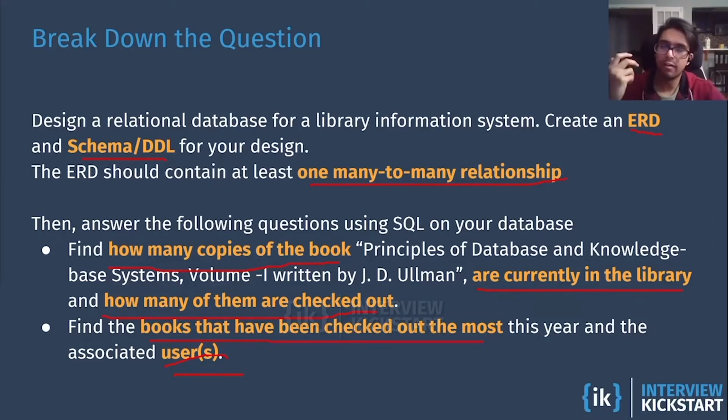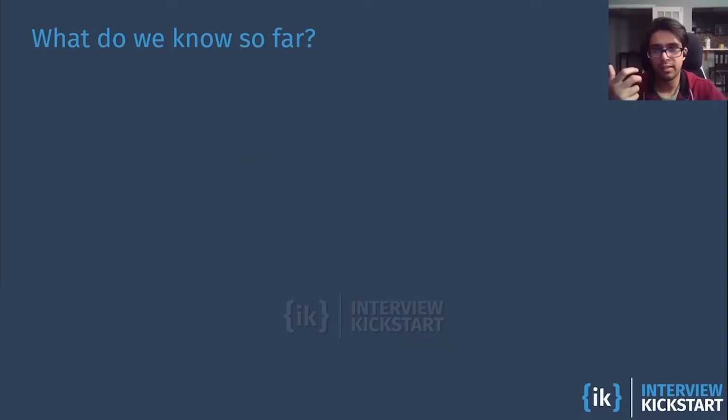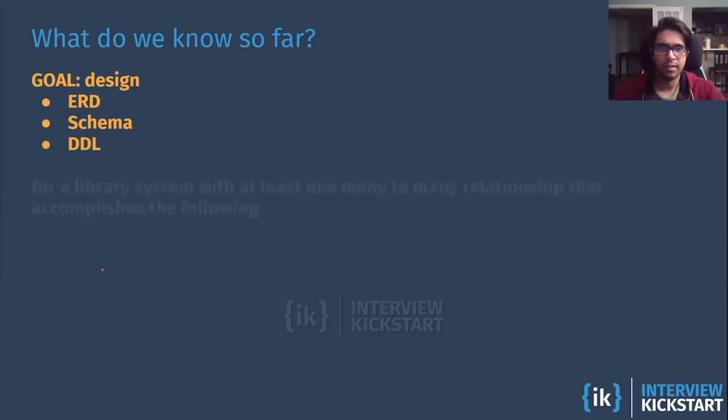So again, our requirements haven't been given directly to us, but we're sort of teasing them out from the information we've been given. So, okay. Now, after breaking it down initially, I'd review and look at what we have so far, right? We know that our goal is to design an ERD, schema, and DDL for the prompt that I've been given, right?